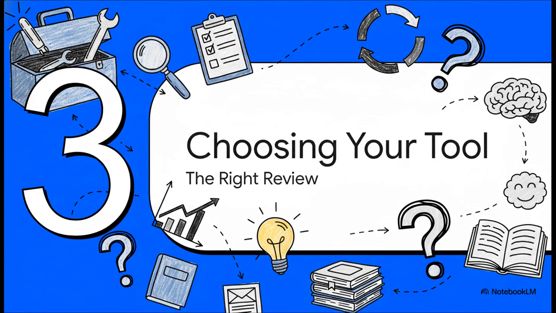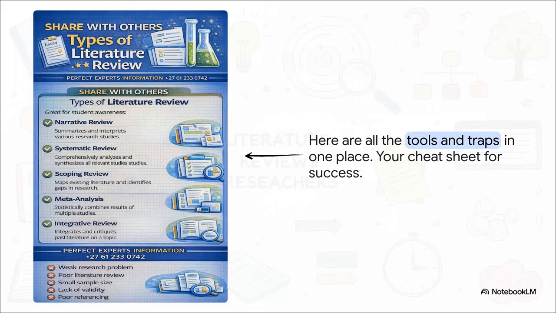Phew, okay, so we've looked inside the toolbox at the 5 key tools, and we've put up warning signs around the 5 biggest traps. Now it's time to bring it all home. Because the real secret is knowing how to match the right tool to the job you need to do. And here it is, our whole guide on one screen. Think of this as your cheat sheet. Up top, you've got your toolbox: narrative, systematic, scoping, meta-analysis, and integrative. And down at the bottom, your 5 big warnings. Keep this handy, and you'll be in great shape.